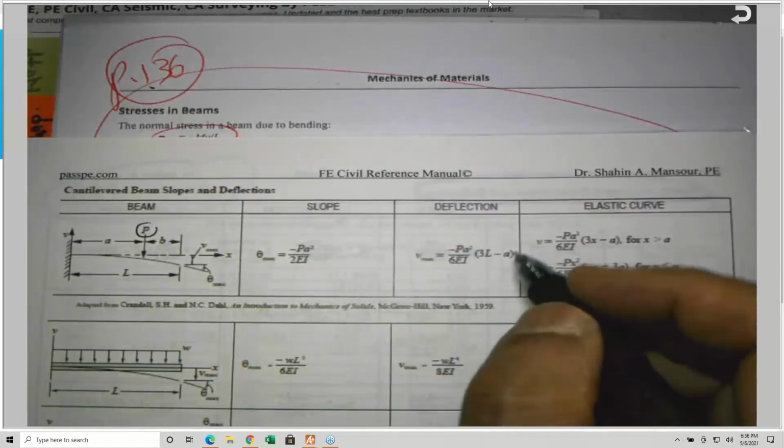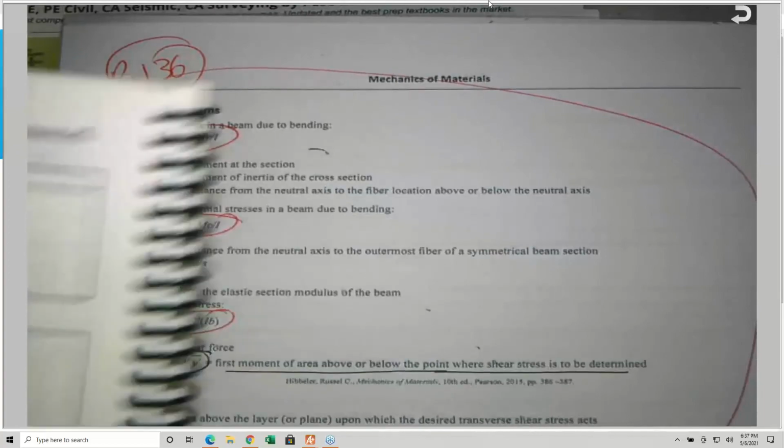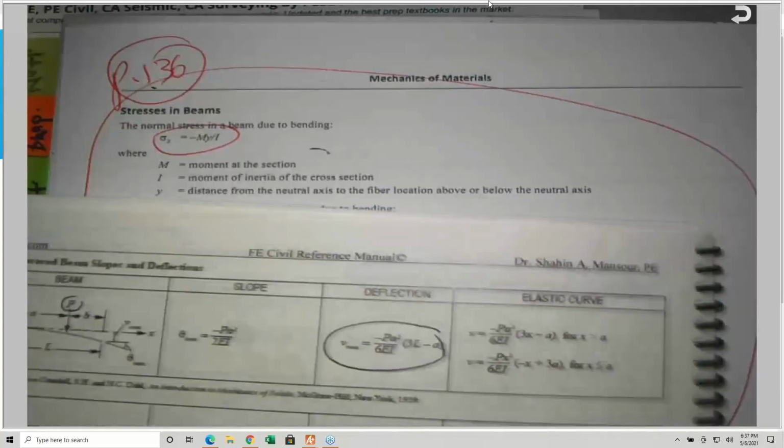But he gave you the equation for deflection. Let me show it to you. Let me put it in my notes, at least you can receive the notes.